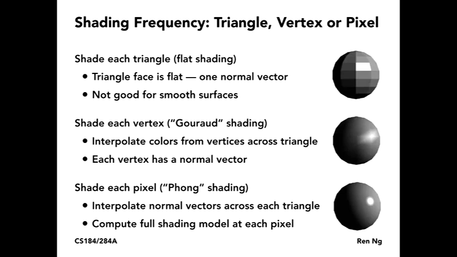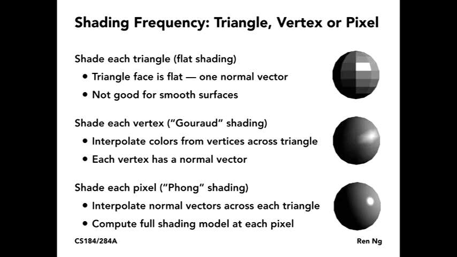And the first one was we could shade each triangle. So a triangle face is flat. It has a well-defined normal vector. We use that normal vector in that Blinn-Phong shading model. And so you could try to calculate that once per triangle and then just color the whole triangle that color.